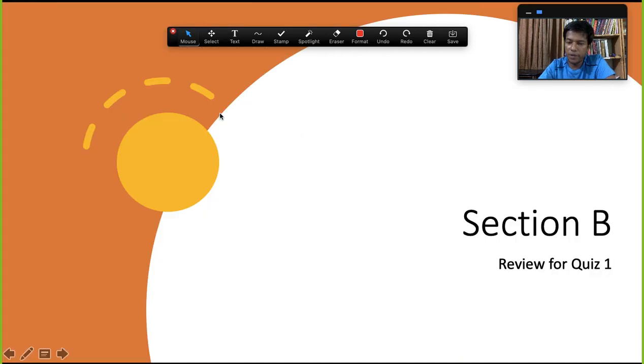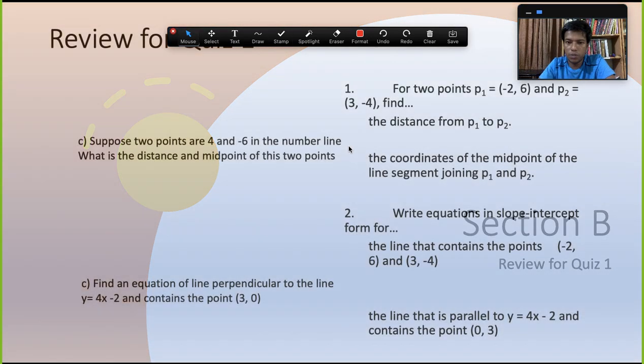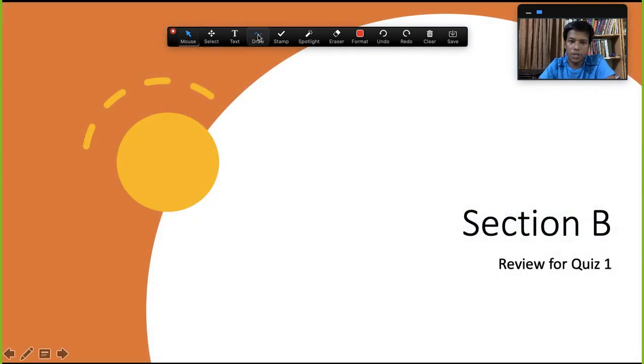Now section B, review for the quiz. Let's talk about the structure of the quiz. We will give you a total of 7 questions: question 1, question 2, question 3, this way. In every question there will be parts A, B and C, and in some questions you will see only A and B.